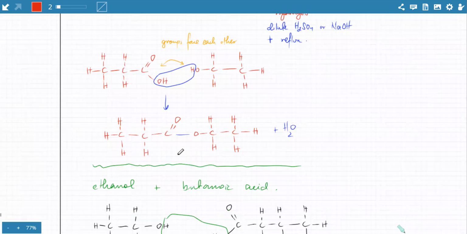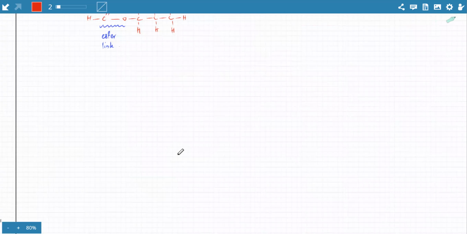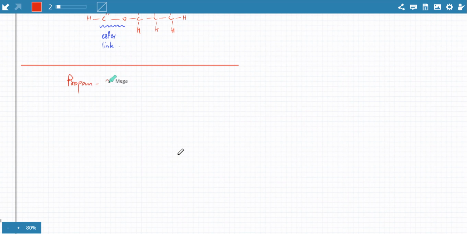खैर अभी और एग्जांपल्स करते हैं, some more difficult ones. For example, I have a molecule of propan-2-ol, and I want propan-2-ol to react with ethanoic acid.